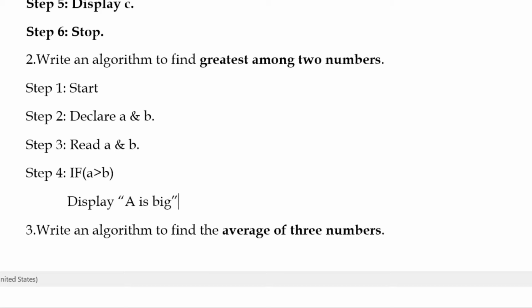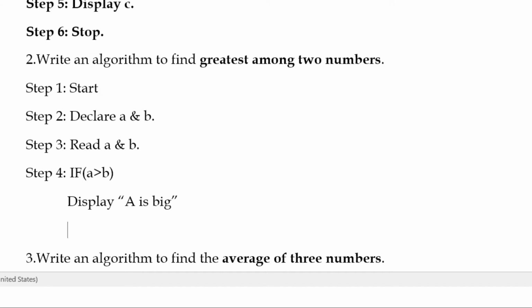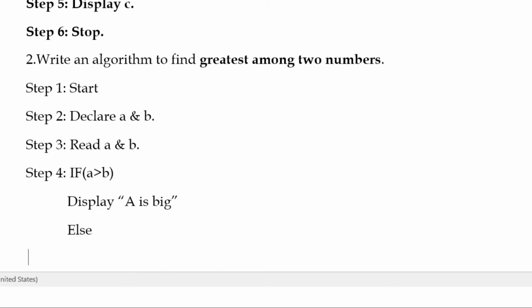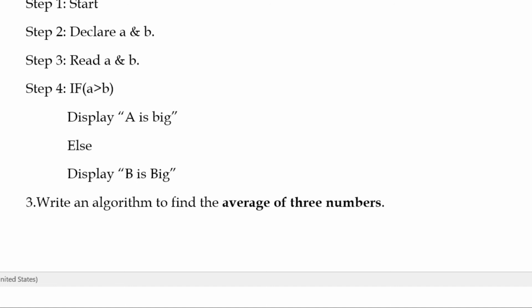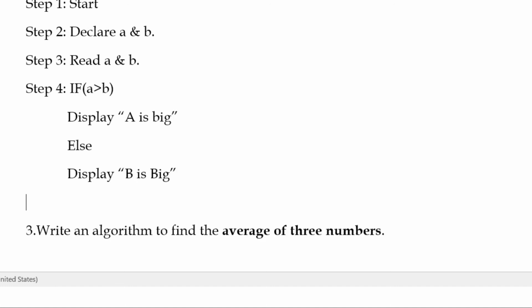If this condition fails, let us say else. And then use display to say B is big. So instead of display, you can use print also. And then step 5, stop.